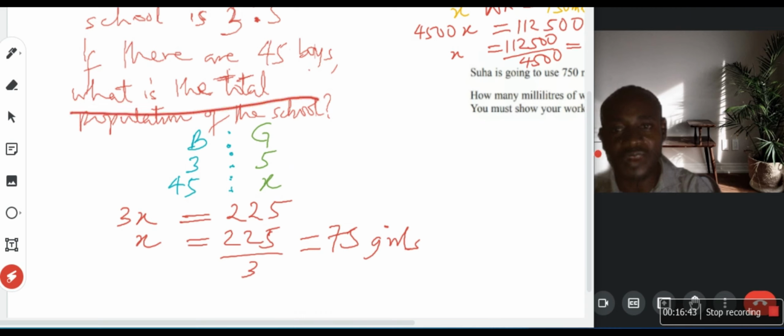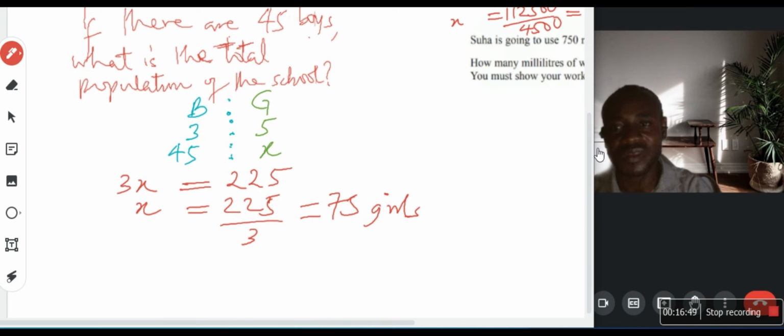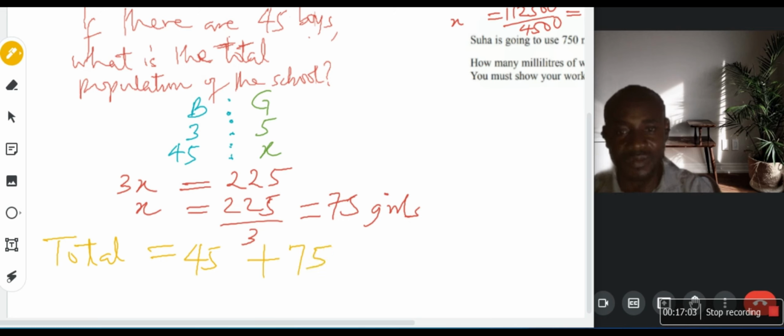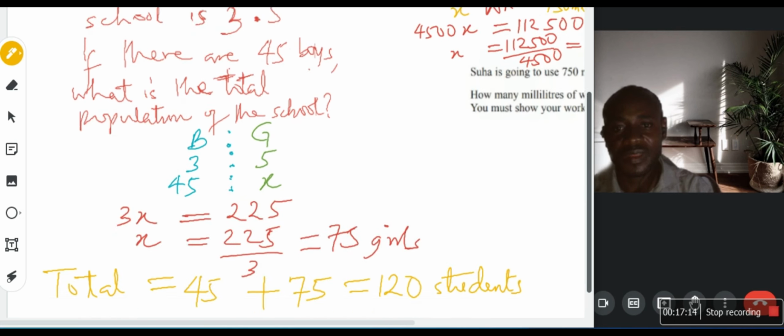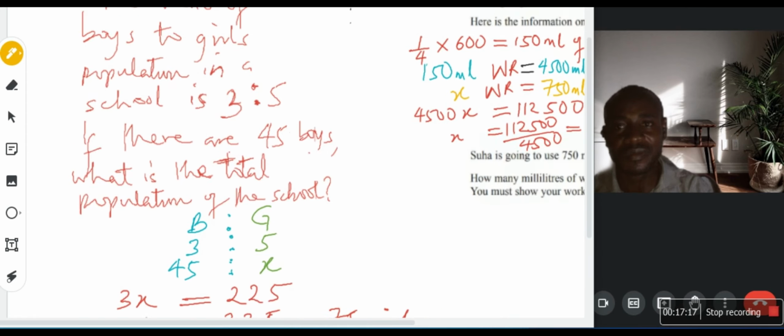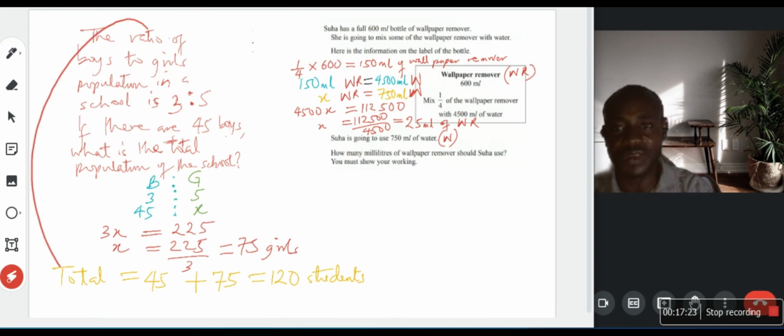So what is the total population of the school? The total population will be the total of everybody. Therefore, total is number of boys plus number of girls. Number of boys is 45 plus number of girls 75, and that gives us 120 students. Okay, that's a simple way we can do this. Let me zoom out a bit so that we can see the whole thing fully.